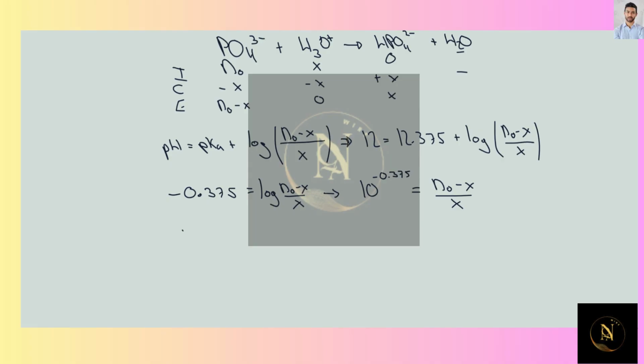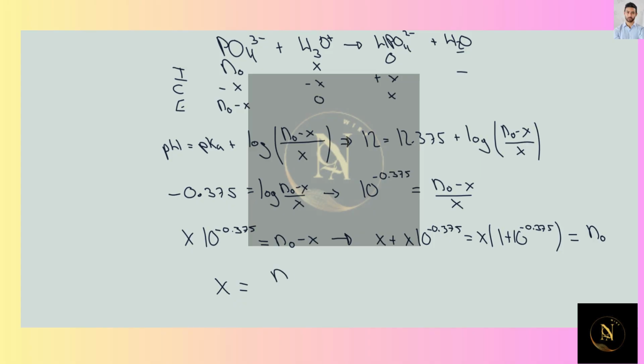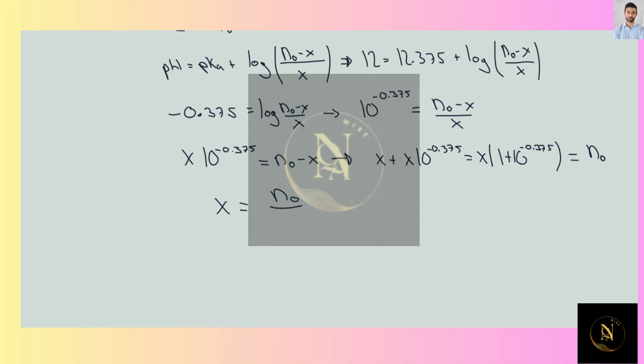Let's solve this equation. Pass the x multiplied into the other side, which is equal to n0 minus x. We are going to pass this x to the left-hand side, so x plus x times 10 to the minus 0.375. We can factorize this. This is going to be x times 1 plus 10 to the minus 0.375, which would be equal to n0. So the final value for x would be n0 over 1 plus 10 to the minus 0.375, and this is going to be equal to the amount of moles of HCl that we added. So n0 is 5 times 10 to the minus 2 mole over this quantity.